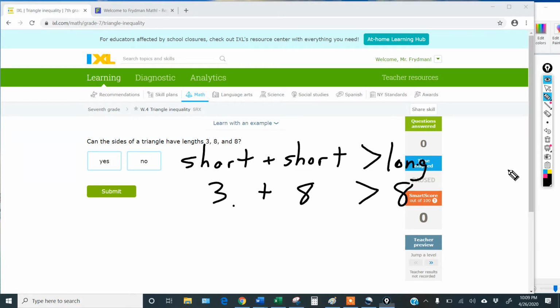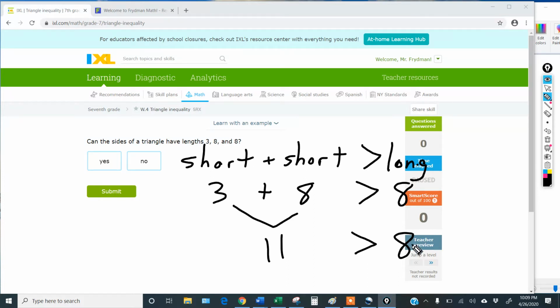Now, wait a minute here. 3 plus 8 is 11, and 11 is greater than 8. I don't know why I just said wait a minute. No, don't wait a minute. That's fine. So 11 is greater than 8.